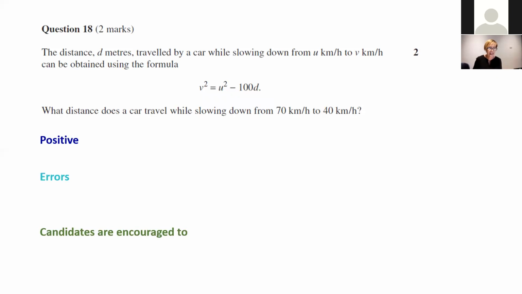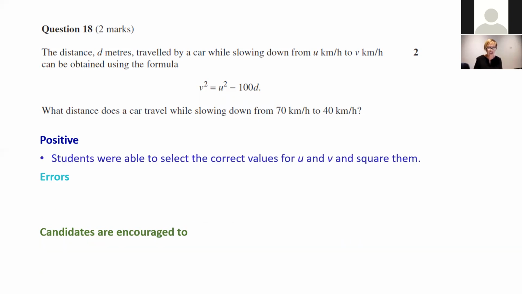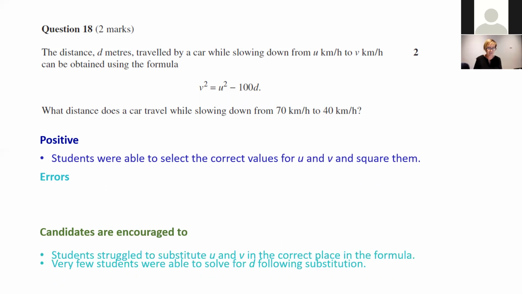With question 18, it was substituting into a speed formula, and U and V were the starting and finishing speeds. Students had to evaluate D after substitution. Some of the things that they did well were they were able to select the correct values for U and V, and they knew to square them, and they could do that successfully.